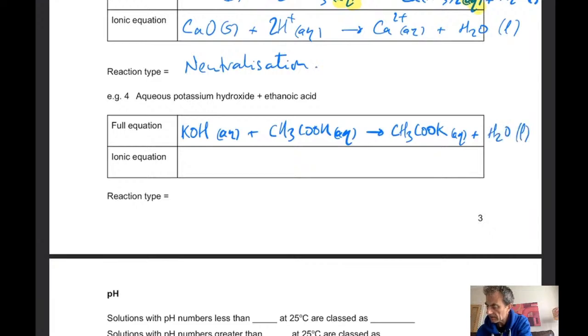Highlight the aqueous species, okay, and think about what's going to cancel. So we've got a K plus aqueous and OH minus aqueous, CH3COO minus aqueous and H plus aqueous, CH3COO minus aqueous, K plus aqueous, and H2O liquid. So what you're left with is simply the hydroxide ion and the H plus ion go into water. So that is the classic neutralization ionic equation.